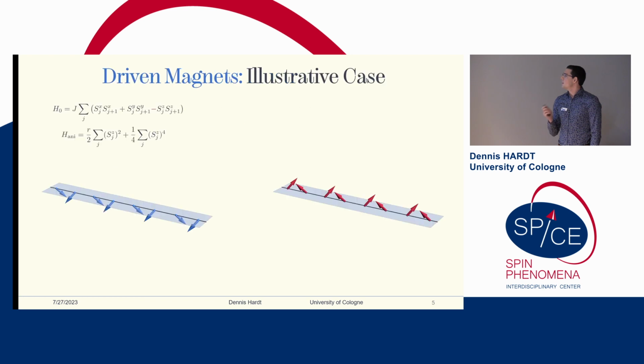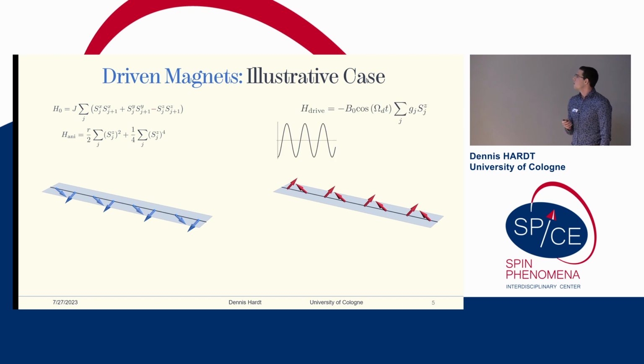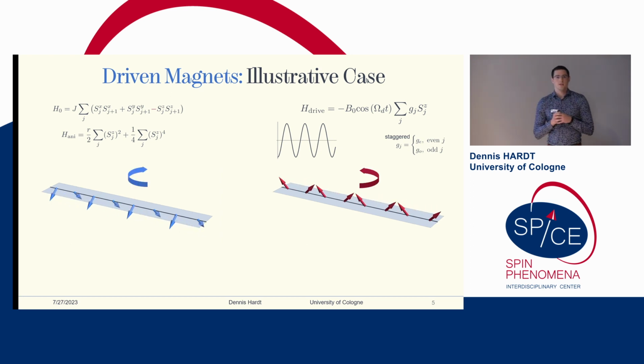And then in addition, now we actually want to drive it again, right? I mean, this is supposed to be about driven magnets. So in addition to these two ingredients that we already have, we now introduce an oscillating magnetic field. And to actually activate the rotation, we need it also staggered in space. At the end of the day, what we get is some nice rotations. And here I now have some nice videos for you.